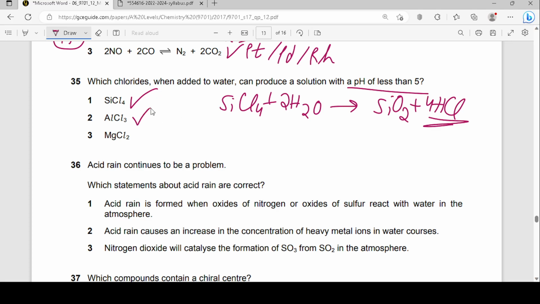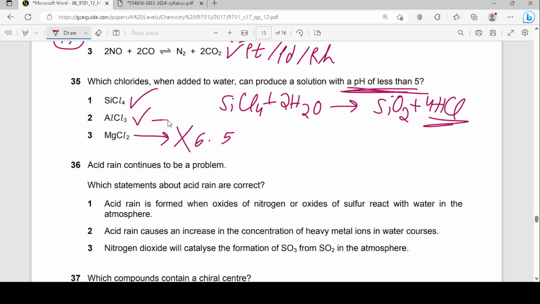Yeah, it should be acidic. I mean, less than 5. Because if I think about MgCl2, when it dissolves in water it would give me a solution of pH around 6.5 from what I remember. So it dissolves in water to give you a solution of around pH 6.5. It is close to neutral, but they're asking about a pH of less than 5, which is not the case.